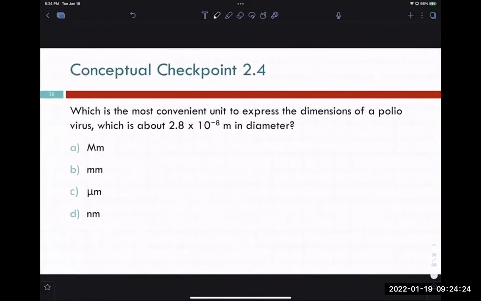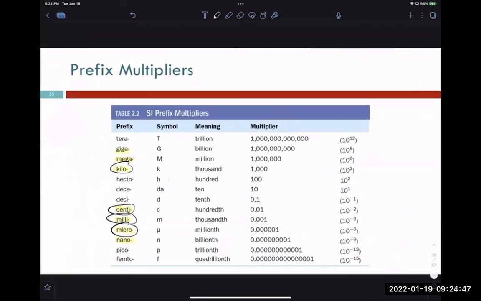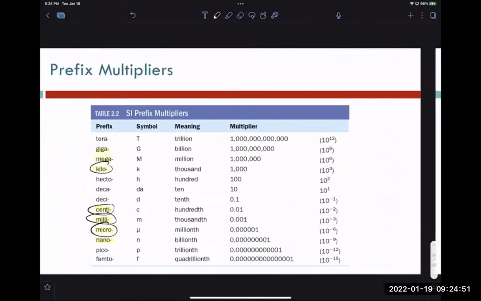All right. So which is the most convenient unit to express the dimensions of a poliovirus? It's about 2.8 times 10 to the -8 meters in diameter. So we wanted to express this teeny tiny number, but we wanted to use units other than meters, which are ridiculous when you think about the size of a virus. One of the ways you can do this is go back to our chart. We know that this is 1 times 10 to the -8. So we're looking for a small number.